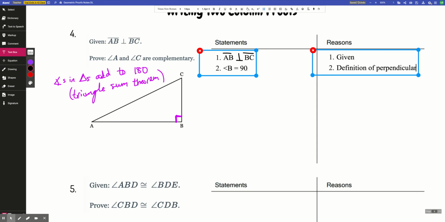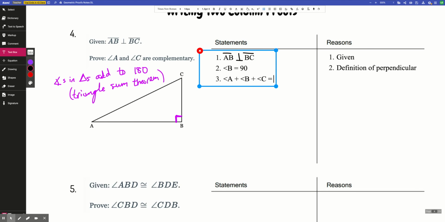Okay. All right, so now we're kind of at a loss because we've already used our step one, and we've used it to come up with another statement. So we don't really have any other given information that's going to help us, but we do have this triangle. So this is where our triangle sum theorem is going to come in. So I know that angle A plus angle B plus angle C has to equal 180 degrees.